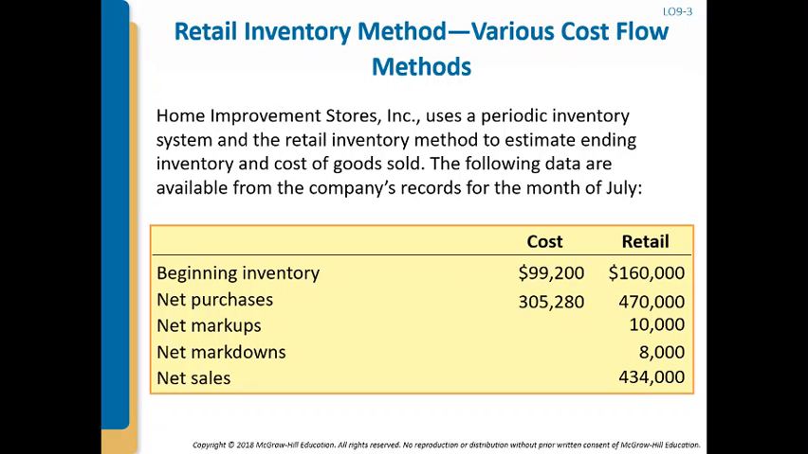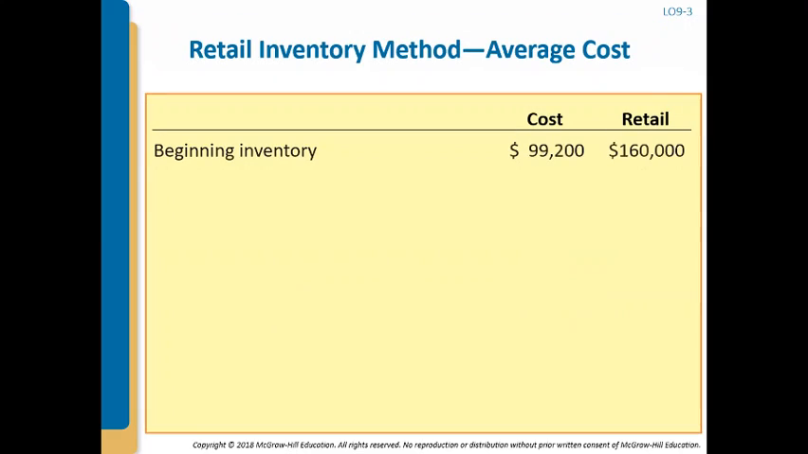And so here's an example of that. So you've got your beginning inventory again. You've got your net purchases at cost and retail, both. You've got your net markups, $10,000. You've got your net markdowns of $8,000, and you've got net sales of $434,000.